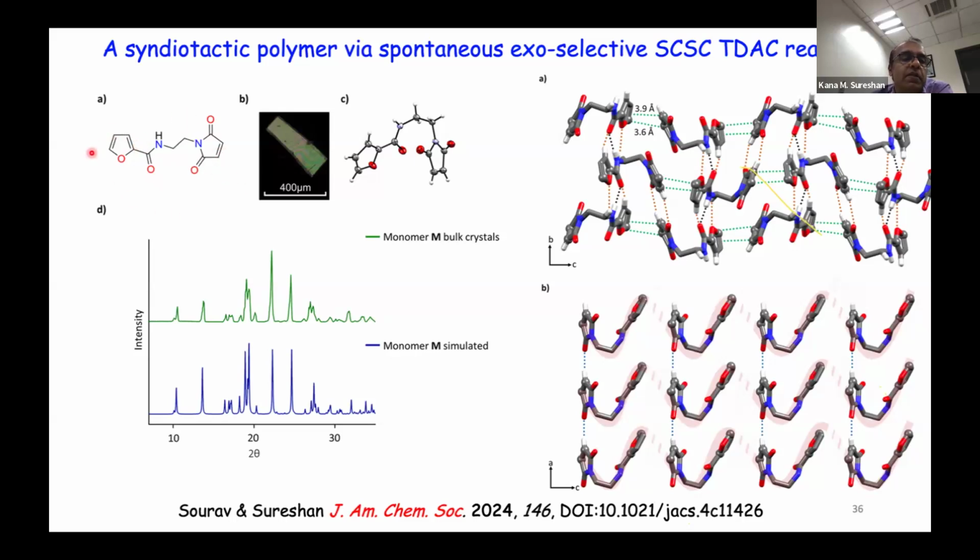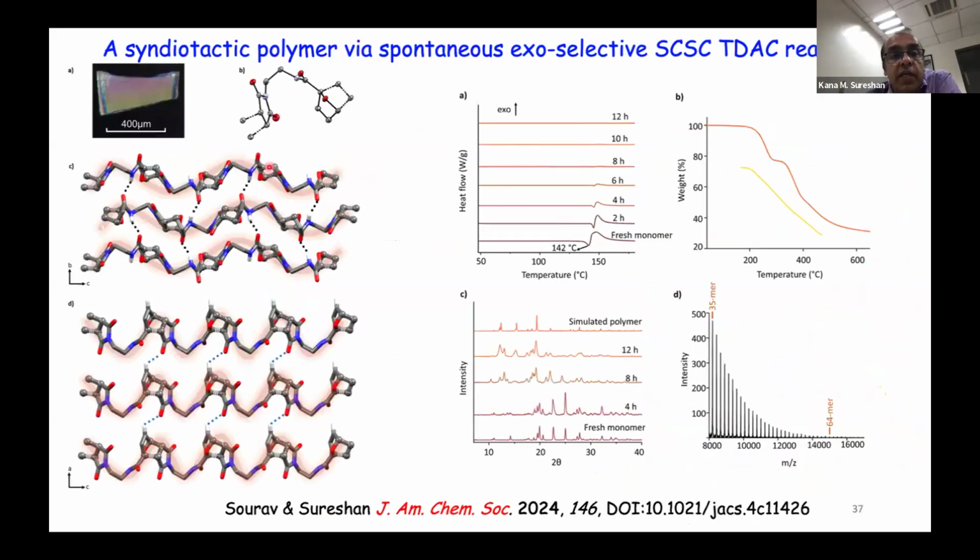So we thought we could take such a simple monomer having a furan derivative, furoic acid, as the diene, and a maleimide head as the dienophile, and we can make such a simple system. And this is the monomer structure. In the crystal structure, you can see diene and dienophile are at ready-to-react distances, 3.9 and 3.6 between their termini, and they react. They react in a single crystal to single crystal fashion.